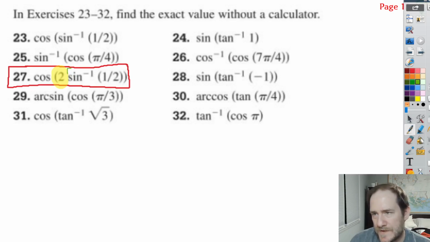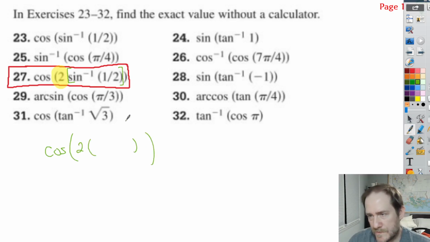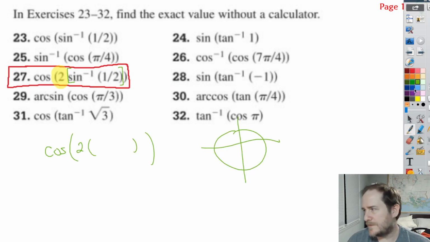You probably get that you're just going to evaluate that inverse sine expression first, then multiply by 2, then evaluate the cosine. So what's going on here? We've got cosine of 2 times the inverse sine of a half, and the inverse sine of a half is not hard to figure out. It's the angle whose x coordinate is a half.